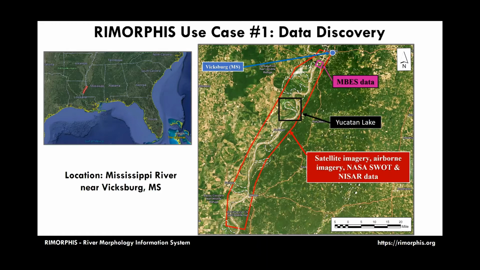It has a series of cross sections that are made there. It has 2 gauges in this reach, 2 USGS and Army Corps gauges. There's a whole series of multi-beam echo sounding data. There's also a whole bunch of both airborne and satellite imagery for that site, particularly for Yucatan Lake, which I'll show you here in a second. So the thought is, can you go to the next slide, please?